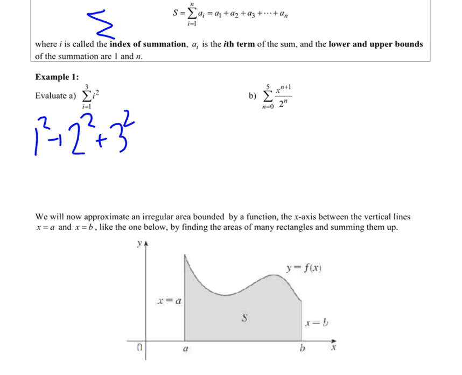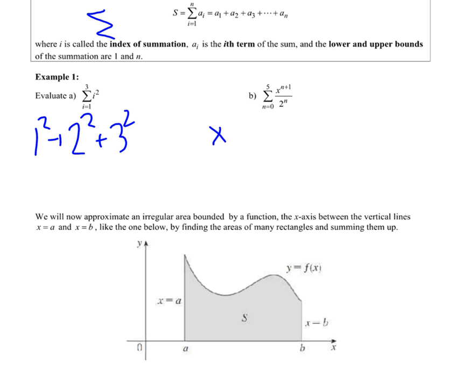Part B can be kind of confusing because it looks like you have two variables. You have an x and an n, but the index of summation is listed right there. We have n equals 0, and our upper bound is 5. So n is what we're going to be plugging numbers into.